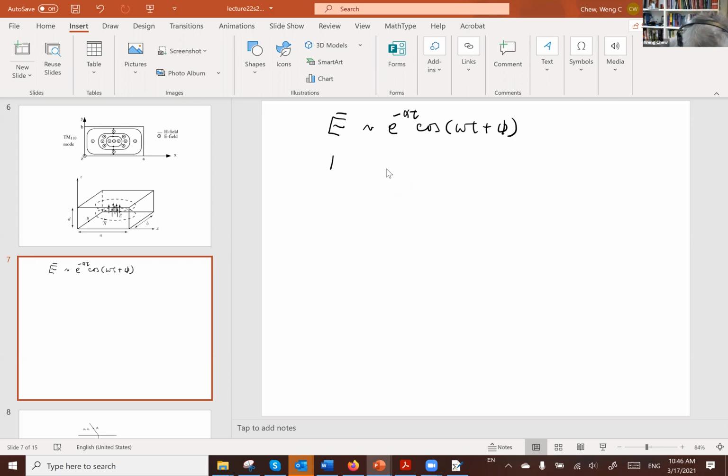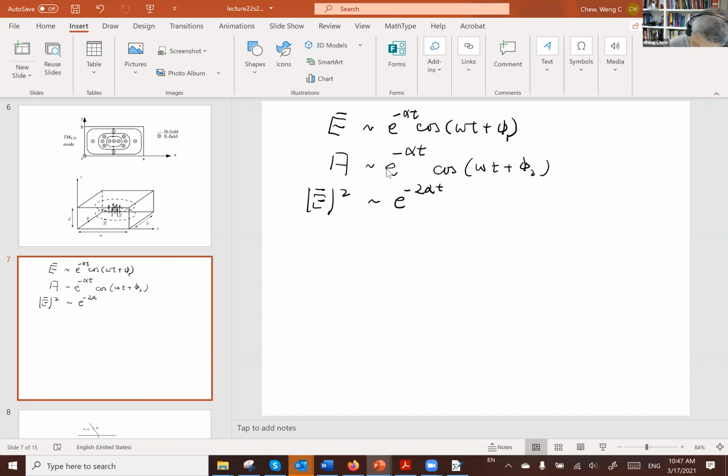And then the magnetic field, similarly, would also decay with this constant, cosine of omega t plus phi 2. Maybe these two are not necessarily in phase. And if the electric field is given to be that, then the energy, E squared, would decay as e to the minus 2 alpha t. The energy stored in the magnetic field would also decay as e to the minus 2 alpha t.